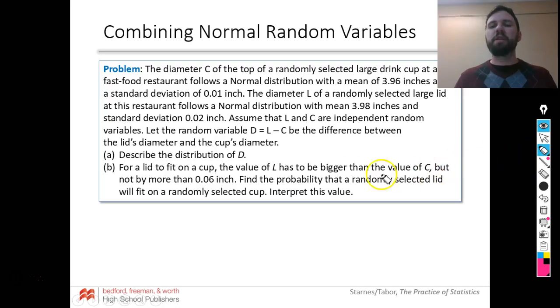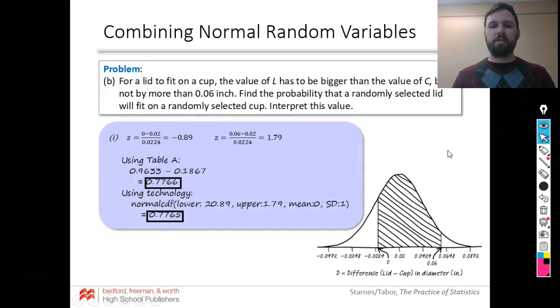Alright, so now we're going to use the information we found to answer this. So for a lid to fit on the cup, it has to be bigger than the value of C. Okay? But not more than 0.06. It'll be all floppy and fall off then. So what's the probability that a randomly selected lid will fit on a randomly selected cup? Interpret the value. Okay? So it has to be bigger than C, but not bigger than 0.06 inches in C. Okay? So think about that.